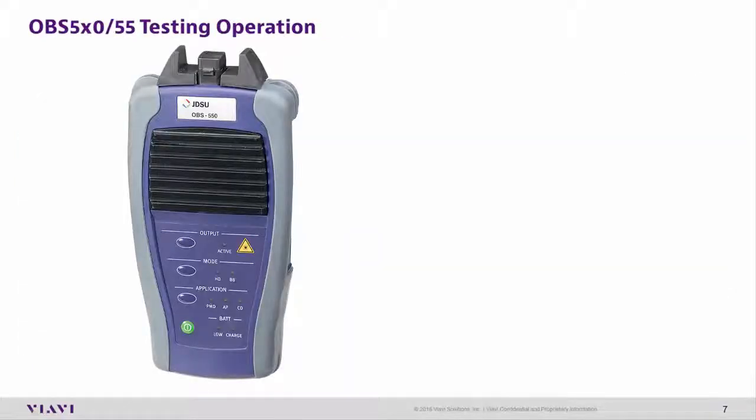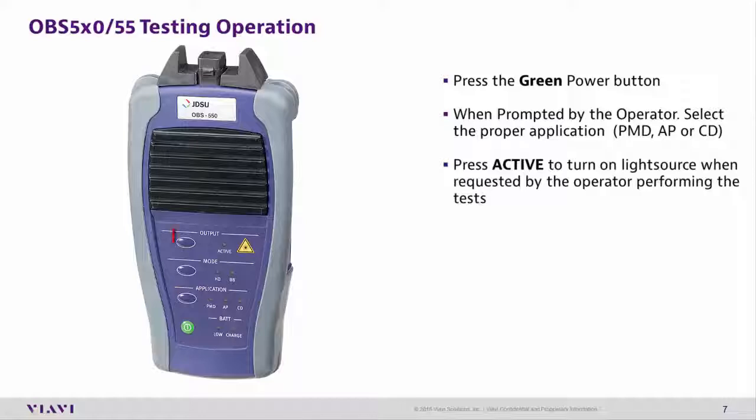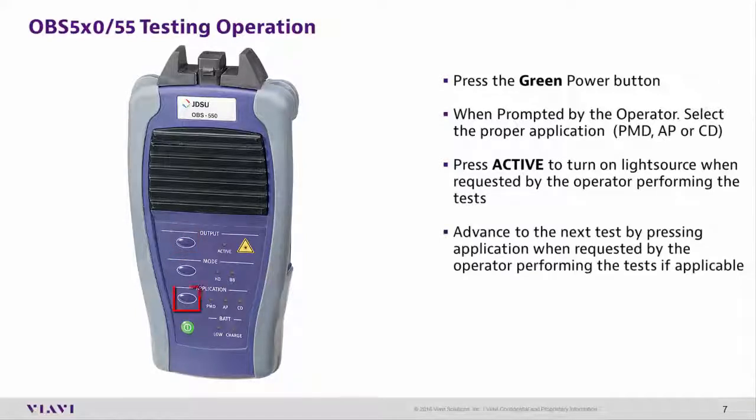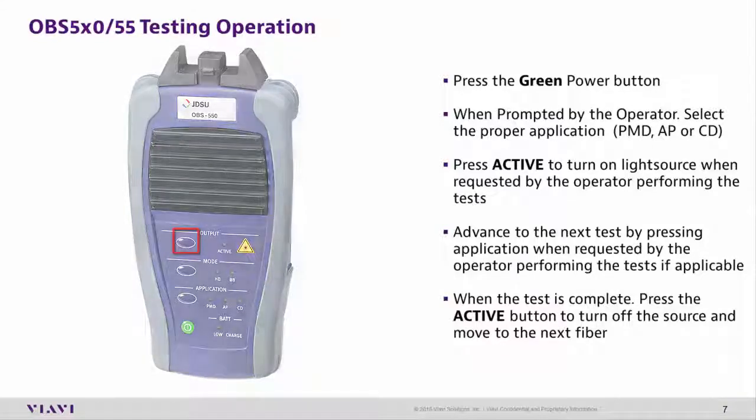Optical broadband source testing operations. Press the green power button. When prompted by the operator, select the appropriate application, PMD, AP, or CD. Press Active to turn the light source on when requested by the operator performing the test. Advance to the next test by pressing the application key again when requested by the operator. When the test is complete, press the Active button again to turn the source off.